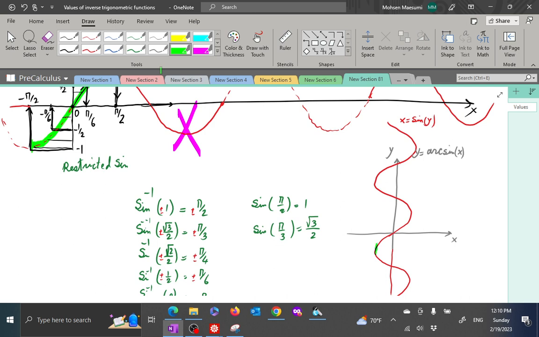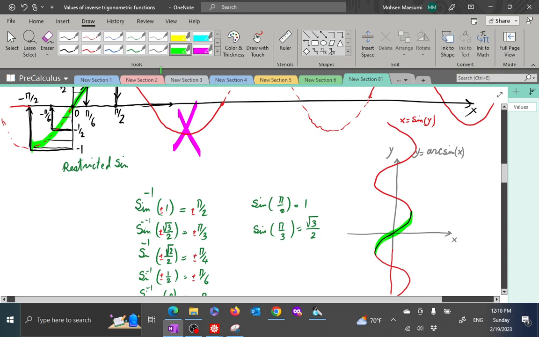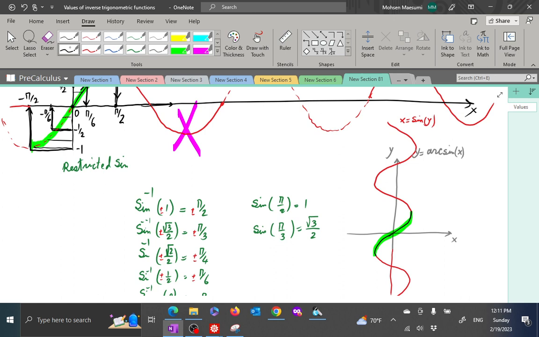The restricted graphs also are going to be reflections of each other. So the portion that is going to be applicable to our case will be this; this is the graph of y equals arcsine of x. Let me write it here. This is y equals arcsine of x.